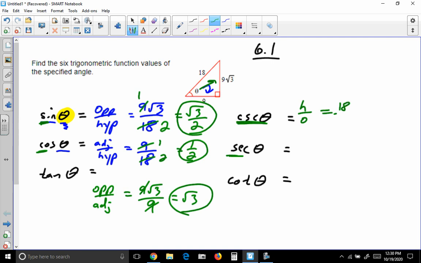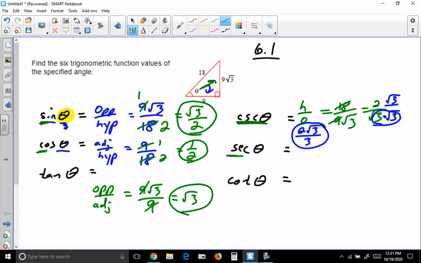Hypotenuse is 18. Opposite is 9 roots of 3, which we had already reduced. And if we flipped that, that would be 2 over root 3. That's fine. We don't necessarily have to rationalize the denominator. But if we do, we would multiply top and bottom by root 3. That would give us 2 roots of 3 on top. 3 times 3 is 9, and the square root of 9 is 3. So that would give us cosecant of theta.